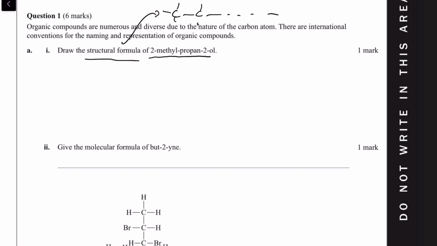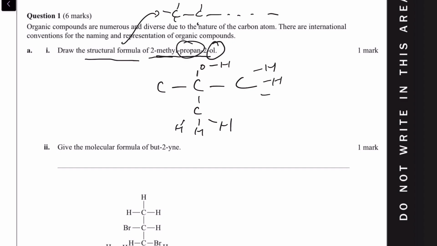2-methyl-propan-2-ol. So let's start with the carbon chain. From prop, we know it has 3 carbons in the main carbon chain. And we have a methyl group on carbon number 2. And we also have the hydroxyl group on carbon number 2. So this is a tertiary alcohol.